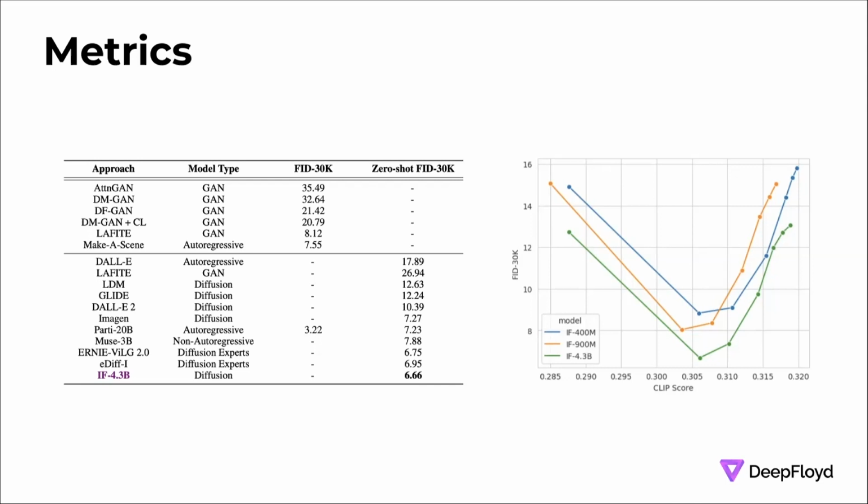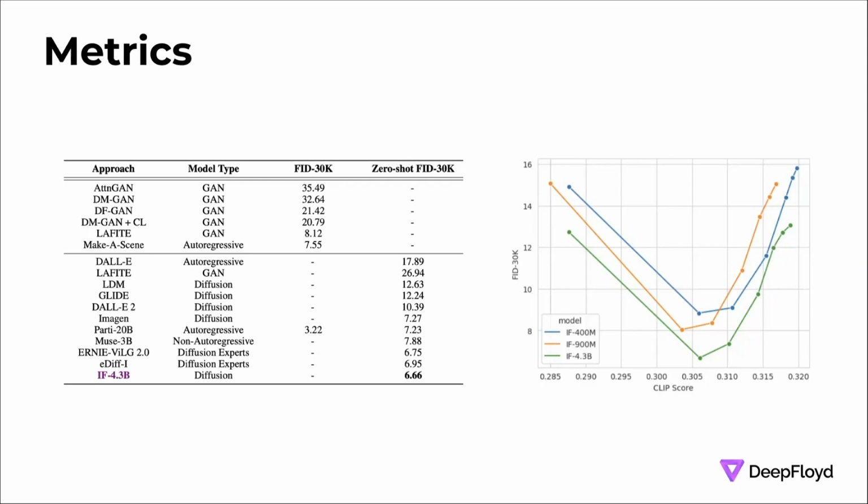Yes, and on the right side, you can observe several Pareto curves of FID score and CLIP score. FID score, the lower it is, the better. It compares visual features of real images from the COCO dataset and the generated ones. And a CLIP score says how close the text description, the prompt, and the generated images are to each other semantically. And the higher is the better.